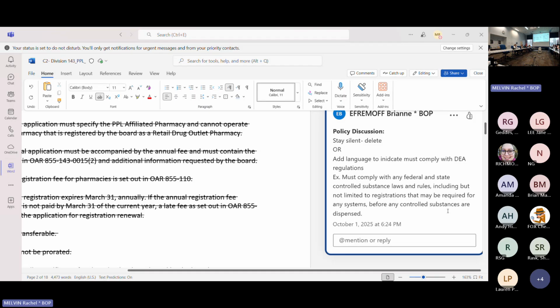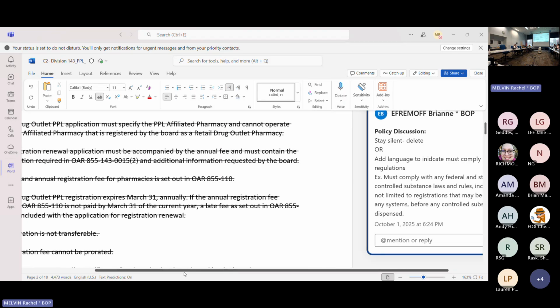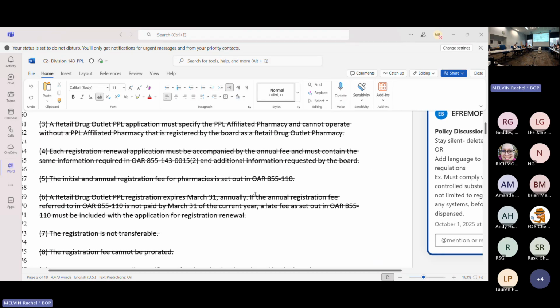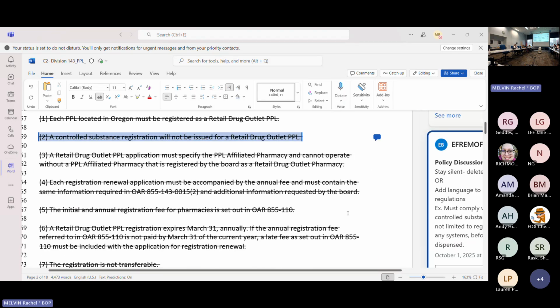I do worry about the stay silent. I think sometimes that is interpreted as permission, and I would be concerned about that. Board Member Pinedo, was your suggestion to keep the language that's in there now, that registration wouldn't be issued? Was that what I was hearing you suggest rather than deleting it?